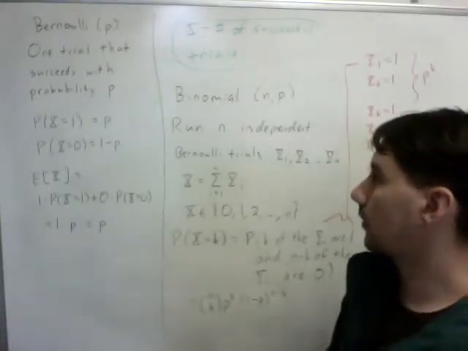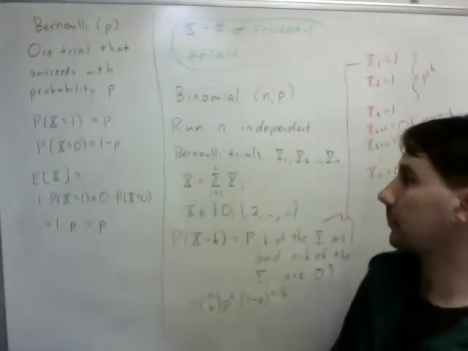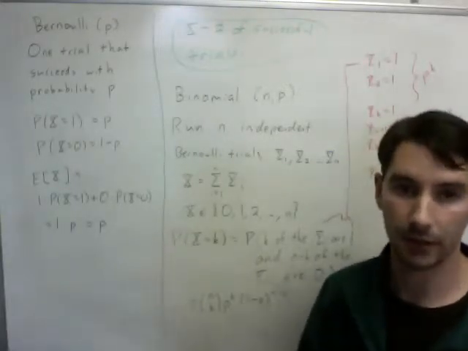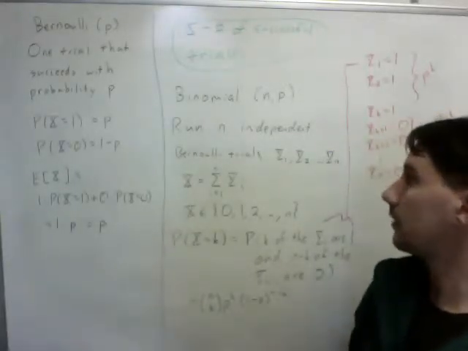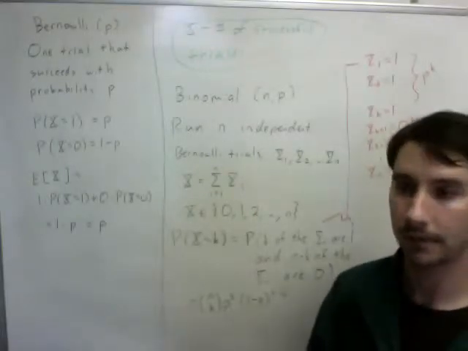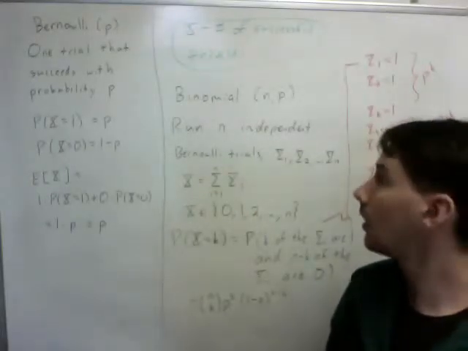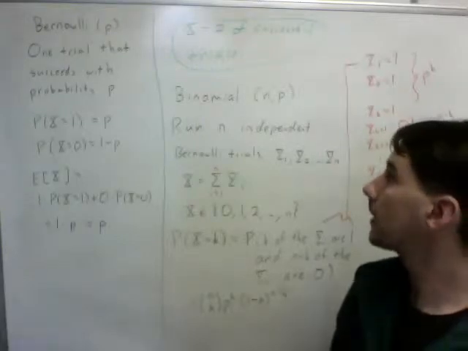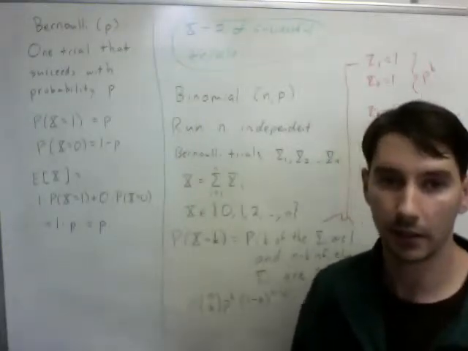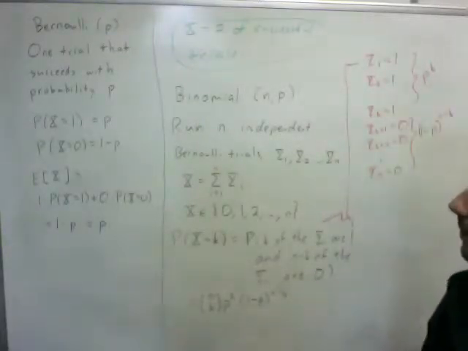Now, we may want to run more than one trial. For example, you might flip a coin 3 times and wonder how many heads you get. Or when you roll a die 3 times, how many 6s. Or for a more practical example, maybe you're testing out a medication. And so you want to run n trials, and each trial succeeds with probability p.